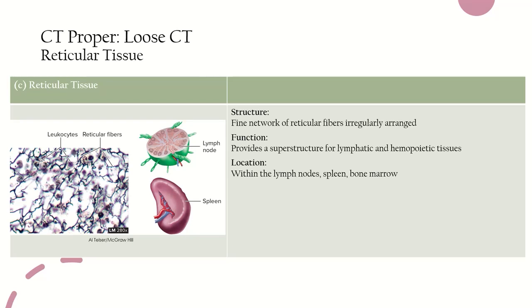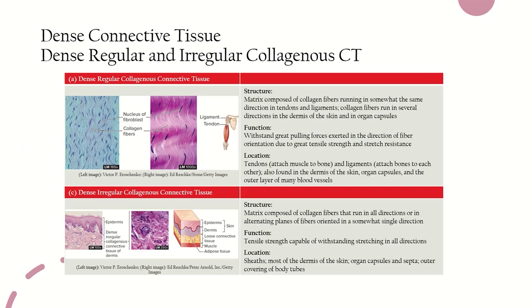Reticular tissue, very fine network of reticular fibers. It could be found, for example, in your lymph nodes or your spleen or bone marrow. And this is really more for preparing the cells, giving them a house to live in and space. So like your lymphatic tissues or hematopoietic tissues, which are found in your bone marrow. They need space to grow and divide and differentiate into other cells.